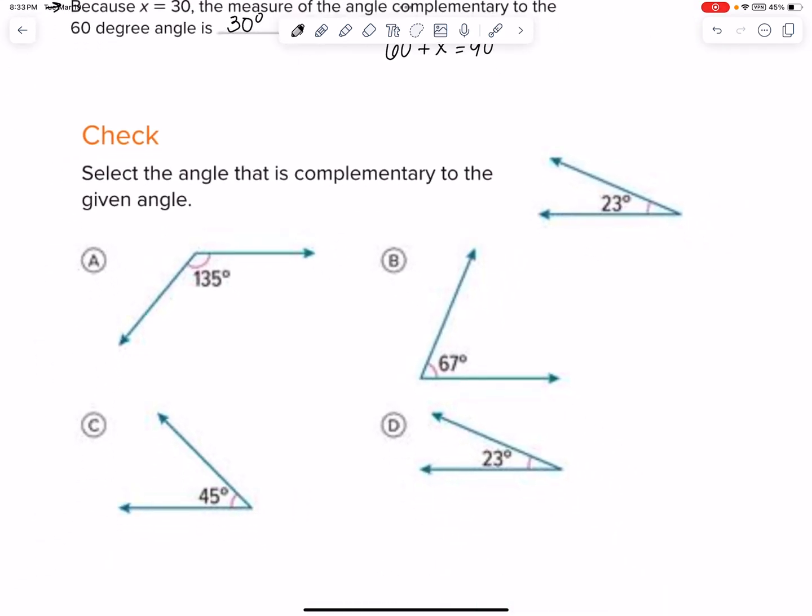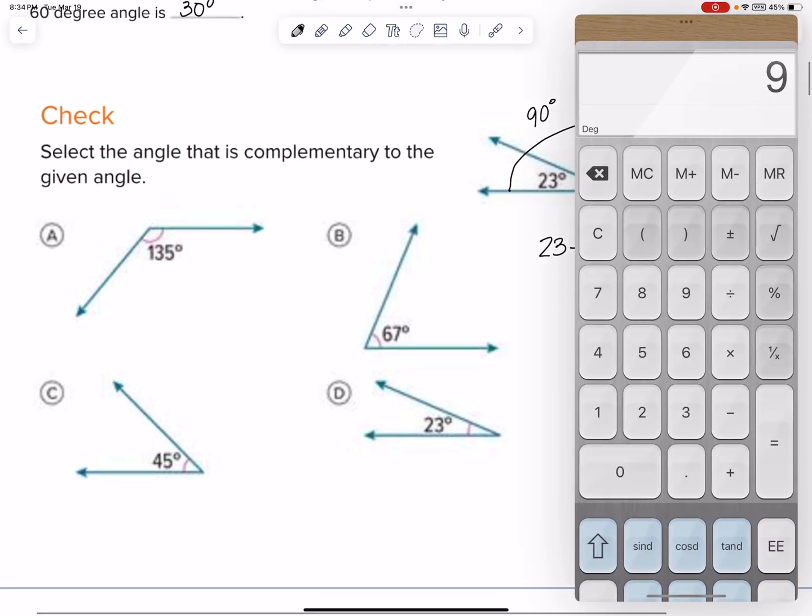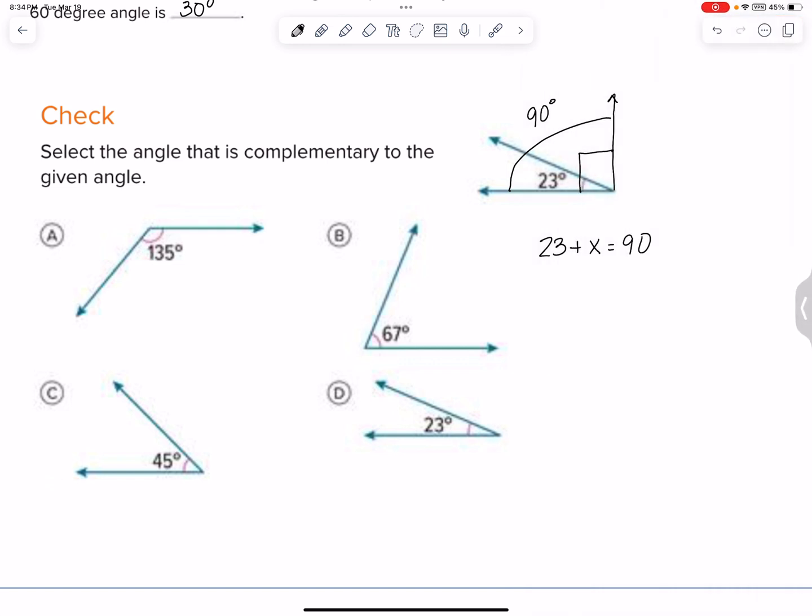It says select the angle that is complementary to the given angle. So they're giving you 23 degrees. And so remember, complementary is corner. So we're just wondering, well, what is the other piece that would make 90 degrees total? Okay, and so we have the equation 23 plus something equals 90 degrees, or 90 minus 23. And what do you get with 90 minus 23? Well, 90 minus 23 equals a 67-degree angle. So that other complementary angle is B, 67 degrees.